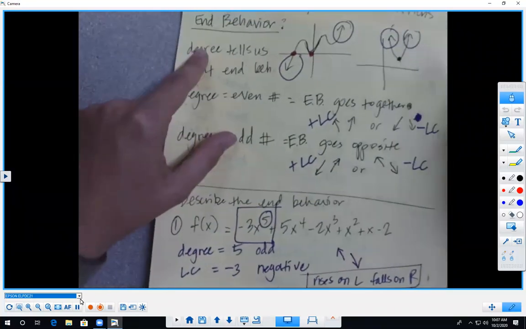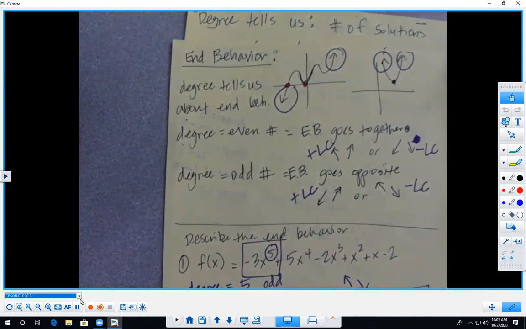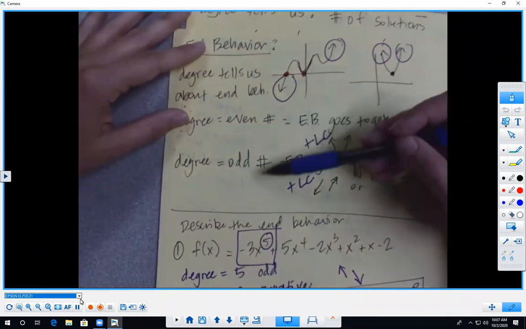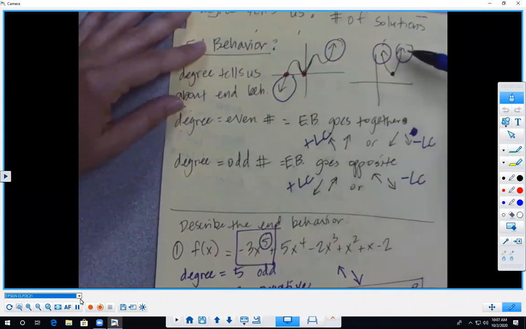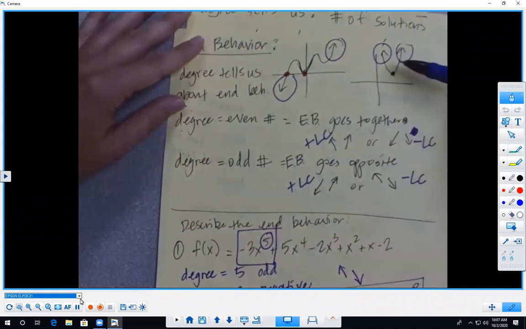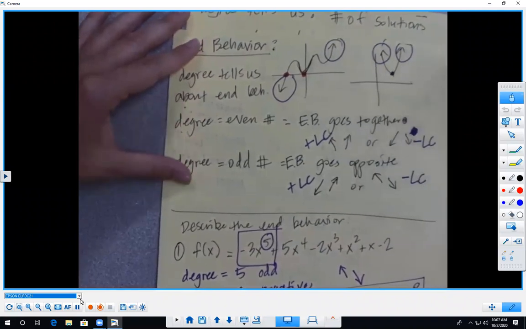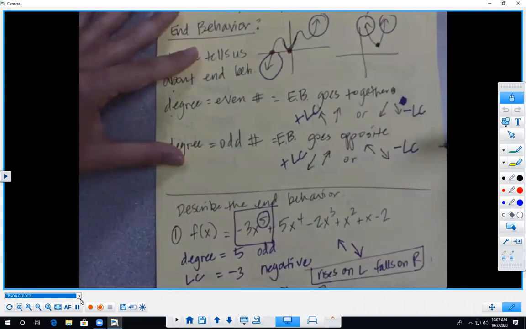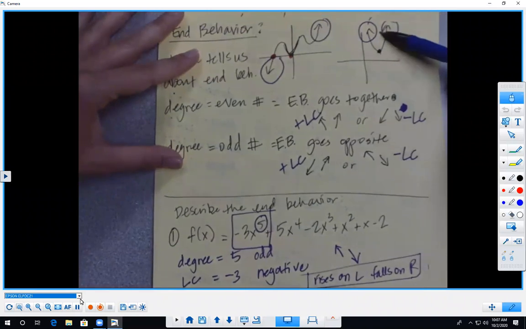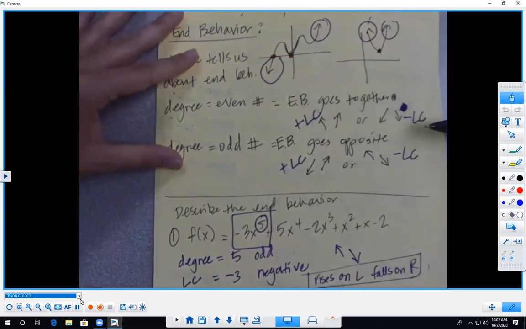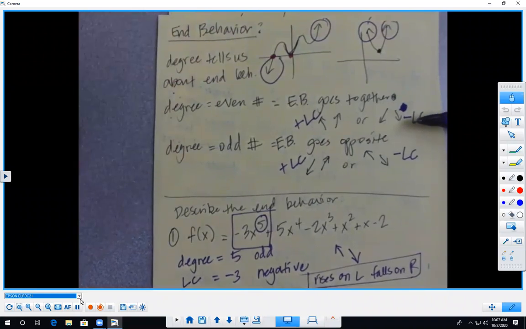We looked at end behavior. The degree tells us about the end behavior. We have two options for the degree. It's either an even number or an odd number. Even number, the arrows go together, both up or both down. Odd number, the arrows go opposite directions, one up, one down. And the way we tell which way they go, up or down, positive or negative, is based on your leading coefficient, the number in front of your highest degree term.